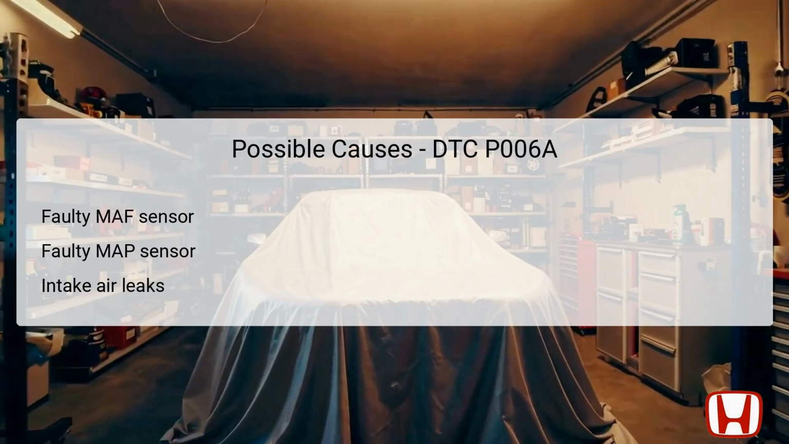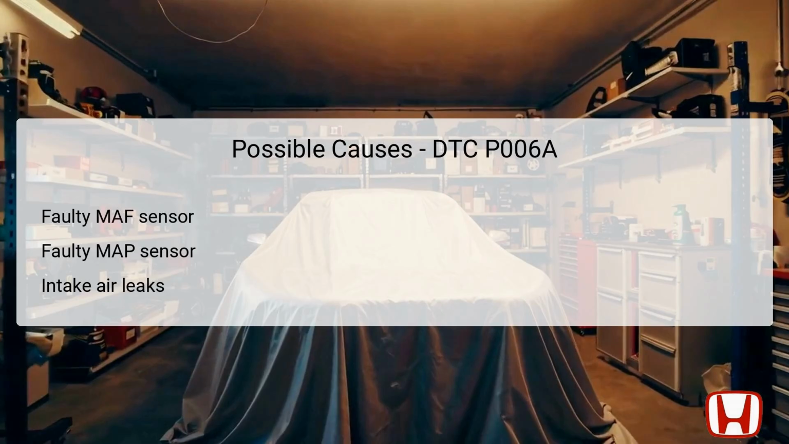First, a faulty MAF sensor can result in incorrect readings of the incoming air volume, causing incorrect air-fuel ratios. Additionally, if the MAP sensor is malfunctioning, it can send erroneous pressure data to the PCM, compounding the problem. Intake air leaks in hoses, ducts, or connections can also lead to discrepancies between the MAF and MAP sensor readings. This situation results in insufficient or excessive airflow being reported, affecting the overall performance of the engine.